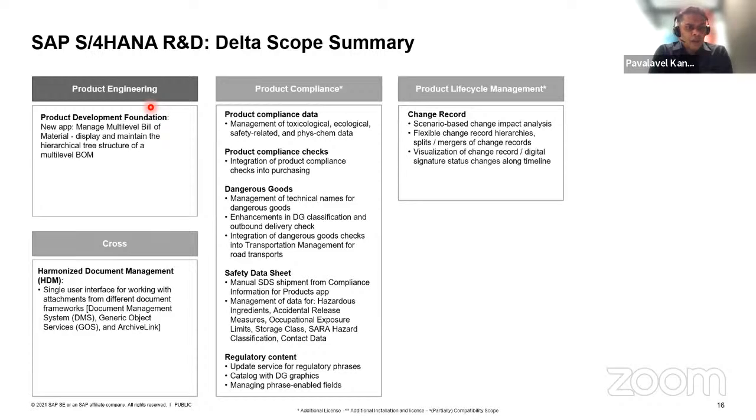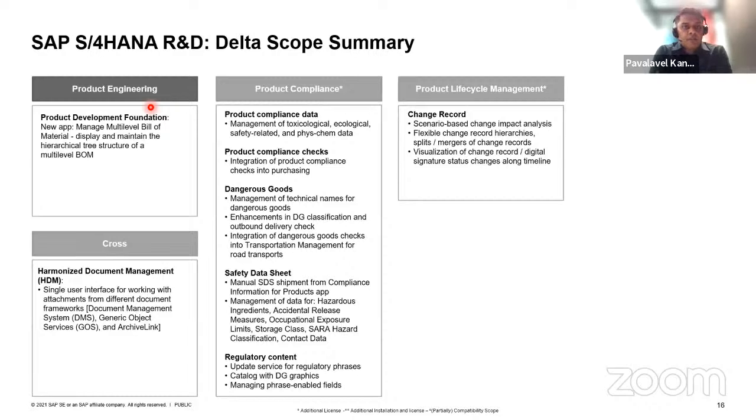And then you have a harmonized document management system. As you know, we have multiple frameworks of maintaining documents, maybe starting with DMS, the generic object services and archive link. All of them have been harmonized into a single user interface for handling different documents.